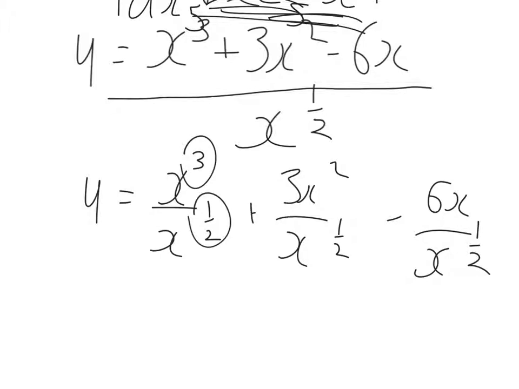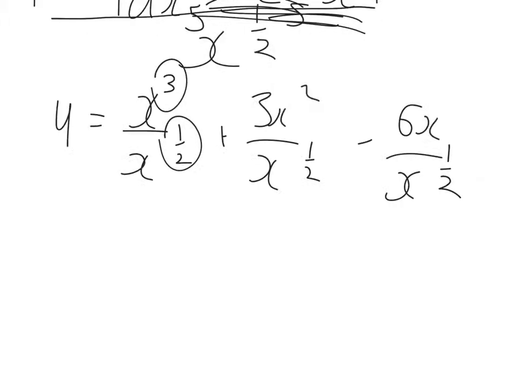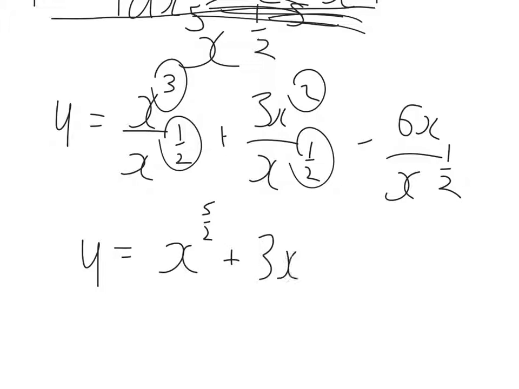I then do 3 take away a half. Well, if you think of 3 pizzas, take away half a pizza, that would leave me with 5 halves, so that's x to the 5 over 2. And then 2 pizzas take away half a pizza would leave me with 3 halves, so that's 3x to the 3 halves. And then 1 pizza take away half a pizza would leave me with half a pizza, so that's 6x to the 1 half.